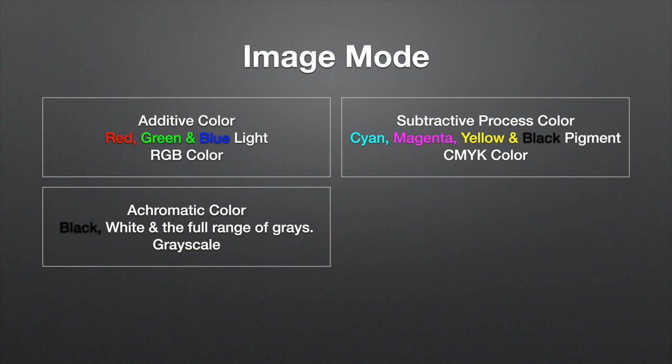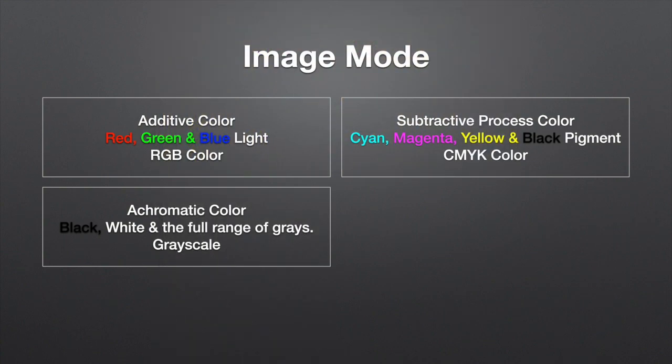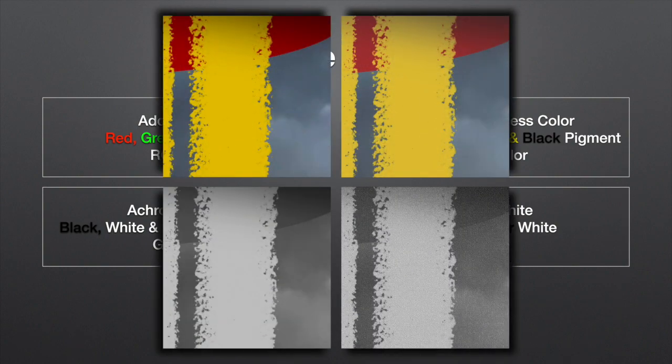Grayscale is achromatic color, where you have black, white, and the full range of grays. And finally, bitmap, where it's either black pixels or white pixels, and it's the proximity of those pixels to each other that gives us the sense of a range of grays.